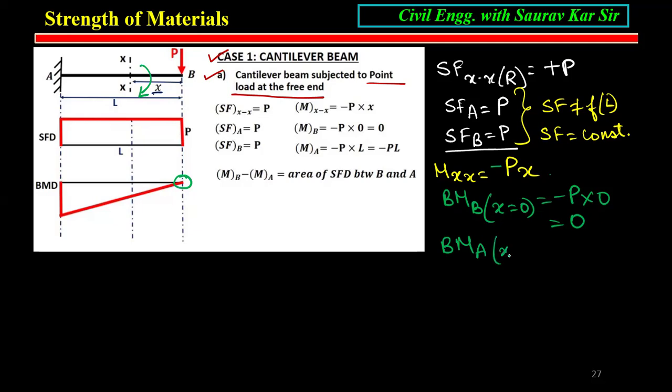What is A? The value of A is at X equals L. We have reached the whole distance L. So minus P into L is the maximum value. Obviously the sign should be there. In a shear force diagram, value and symbol should be there.